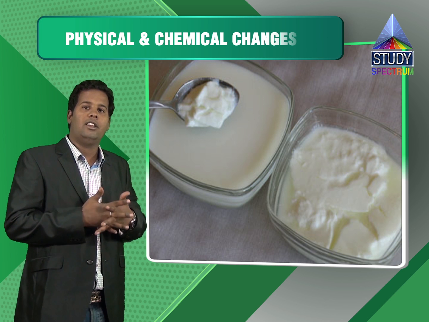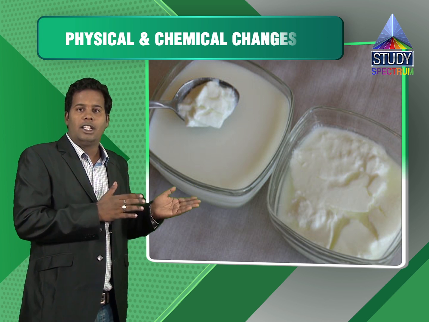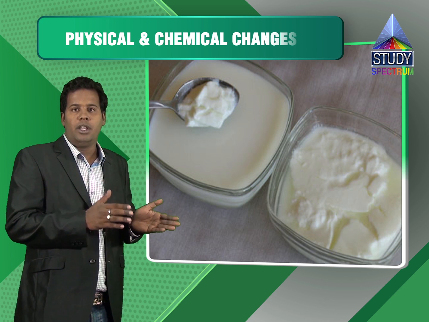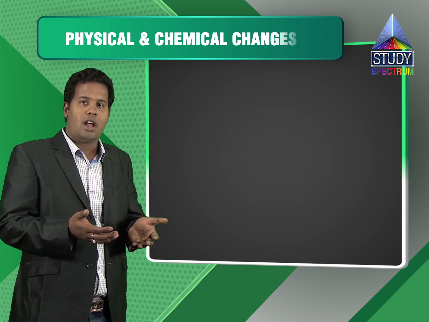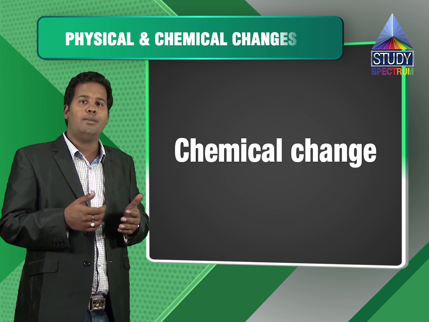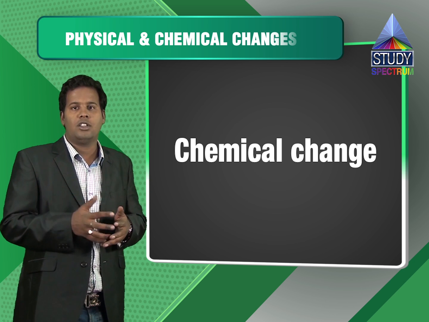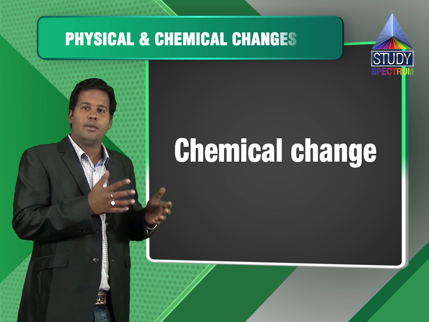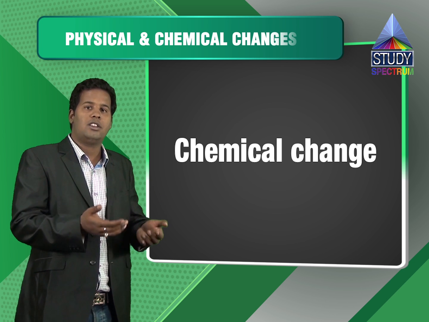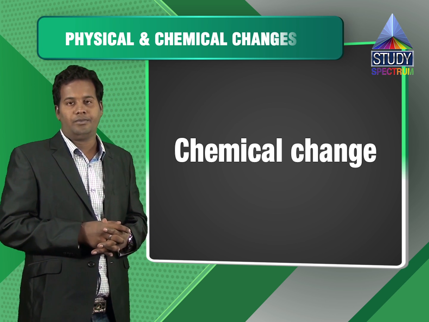So how will you write the answer to this question? Settling of curd means formation of a new substance, that is curd, from milk, and since you cannot obtain milk back from the curd, it makes the process irreversible. So since the process is irreversible and a new substance has been formed, settling of curd is a chemical change.